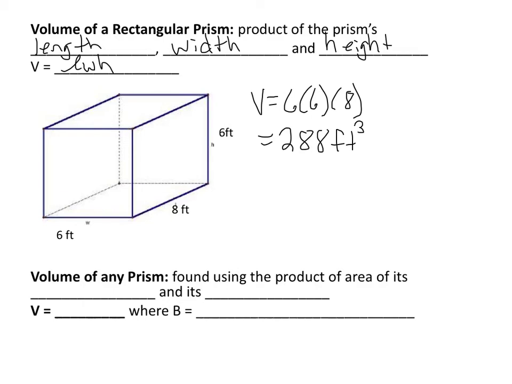Now, we can translate what we know here to the volume of any prism. The volume of any prism is found using the product of the area of its base and its height. Because really, if you think about it, the rectangular base is length times width, which is the first two parts, then find its height. So we can do big B times H, where big B is the area of its base.